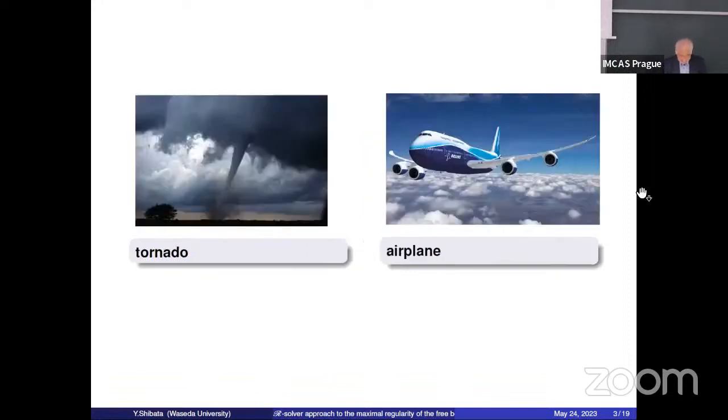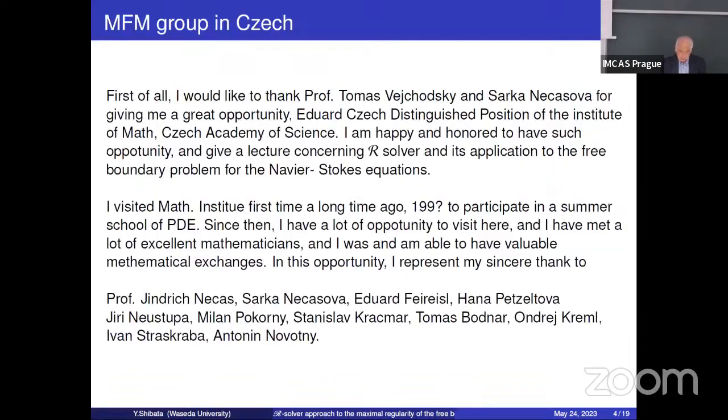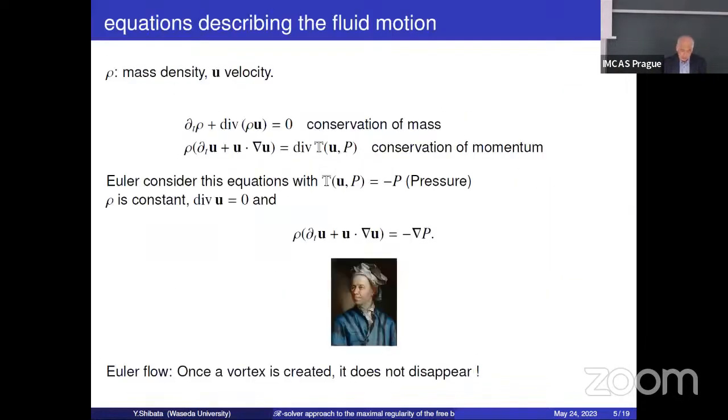Okay. And then a tornado is a very big motion of fluid. And the airplanes. This kind of thing is now, maybe later, why airplanes lift, I will explain a little bit. Okay, then I should start the equation.